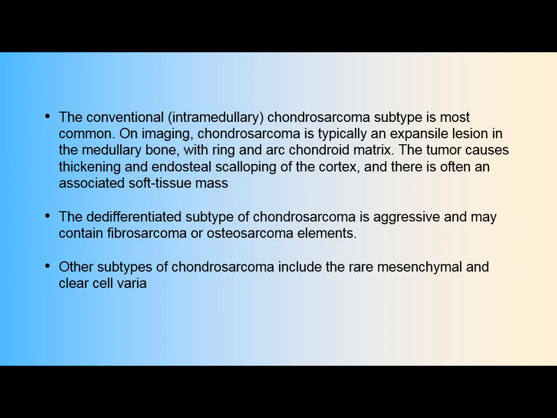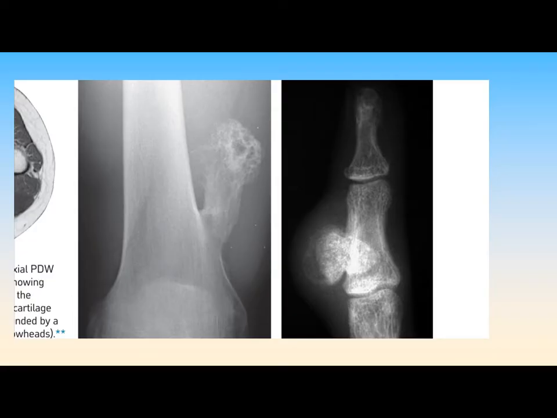We have other rarer subtypes, the dedifferentiated subtype, and other types are mesenchymal and clear cell. This is chondrosarcoma.